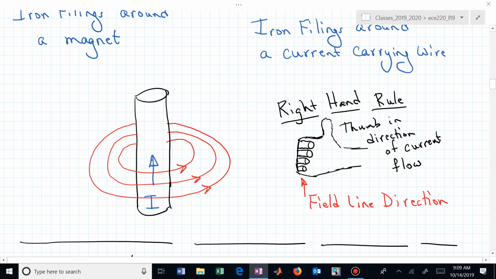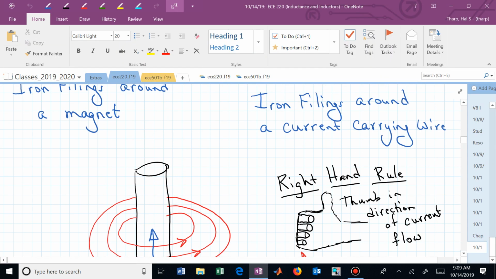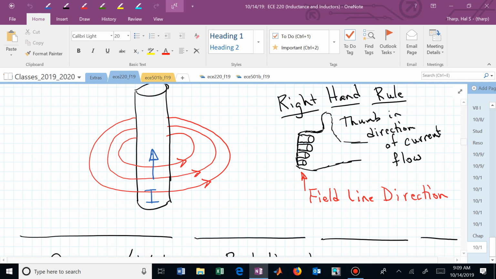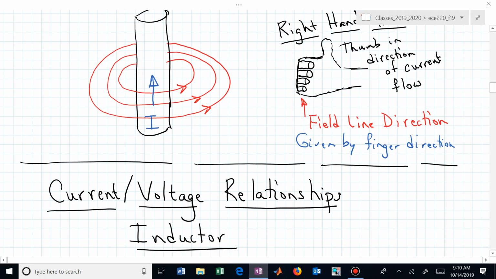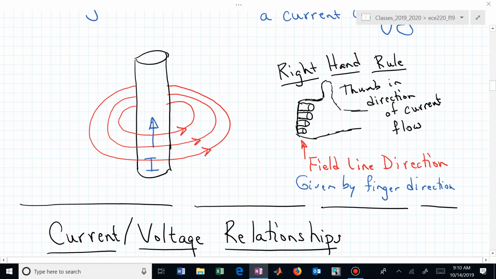So this field line direction, what I'm trying to indicate here, is given by the finger direction. And if the current was flowing down instead of up, you can see now that your magnetic field lines are going in the opposite direction relative to the right-hand rule.